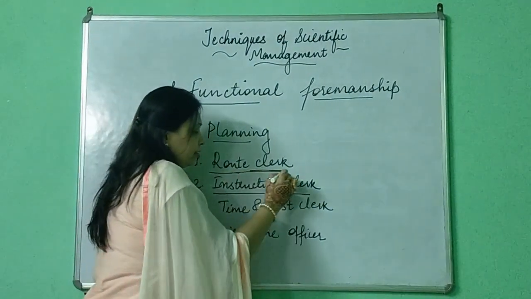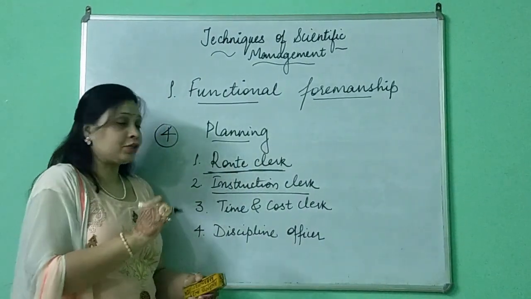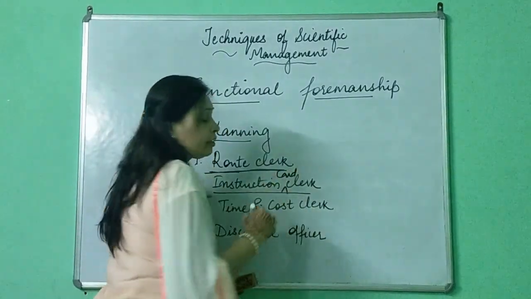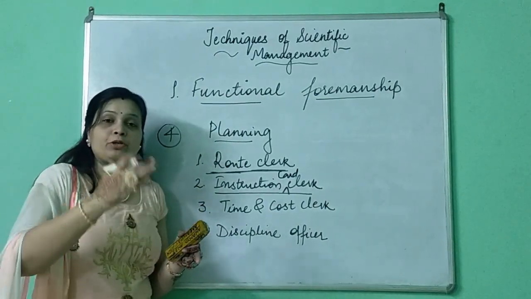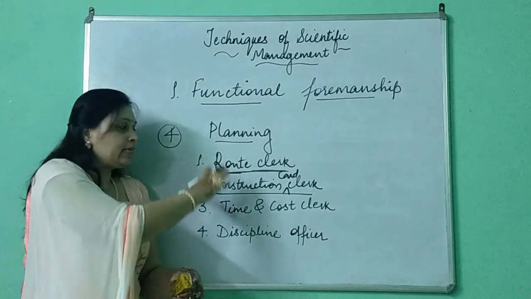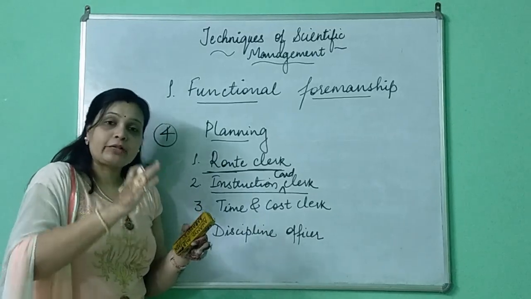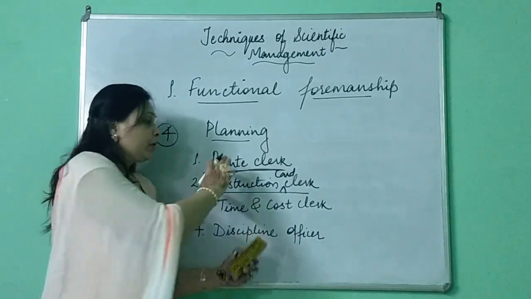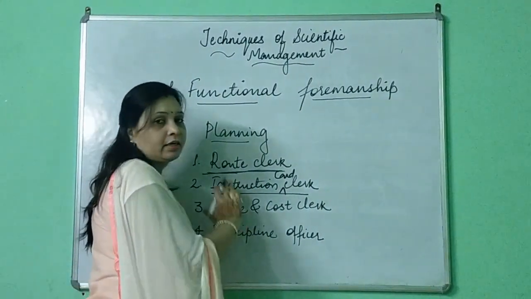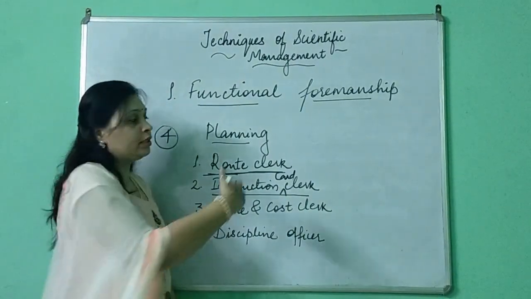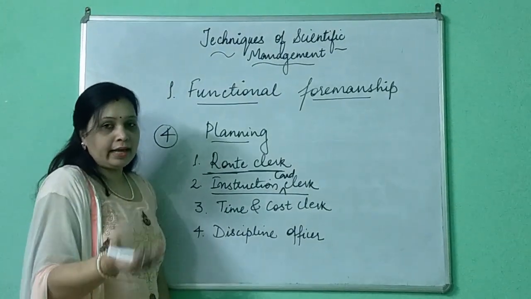Whatever the route clerk decides, that this work should be done in this particular manner, then the instruction card clerk prepares cards, some written form of the instructions to be given to the production department, because they are just doing the planning part. They are just planning about it. The actual work will be done by the production department. So here the route clerk decides how the work will be done, in what manner, in what way, and the instruction card clerk prepares the instructions to be delivered to the production department, how the activity will be done, what steps will be taken in doing that particular activity.